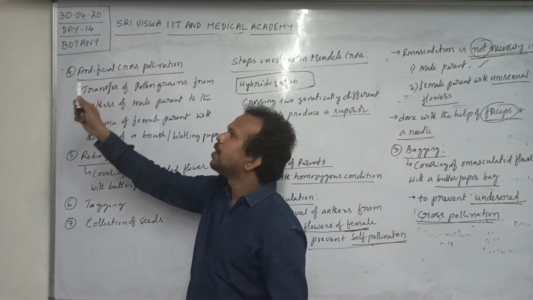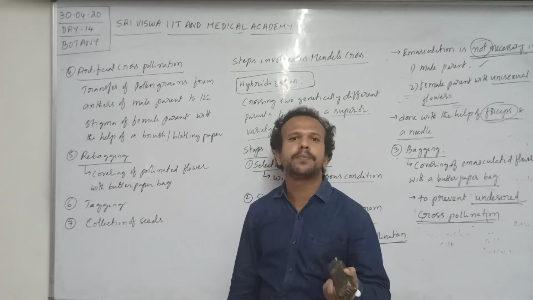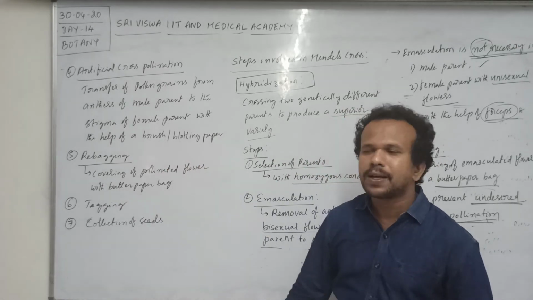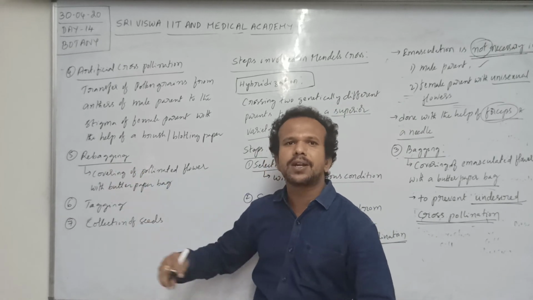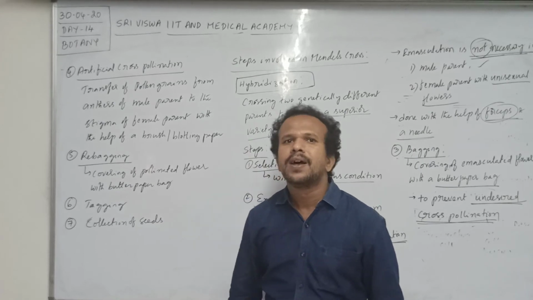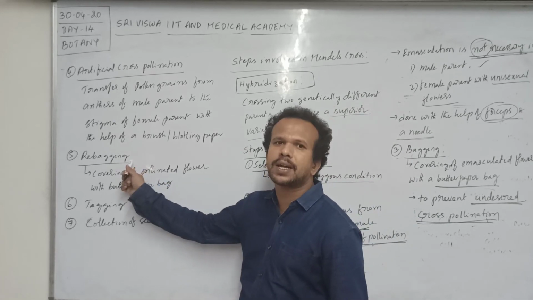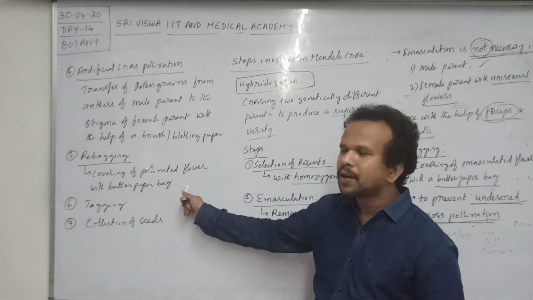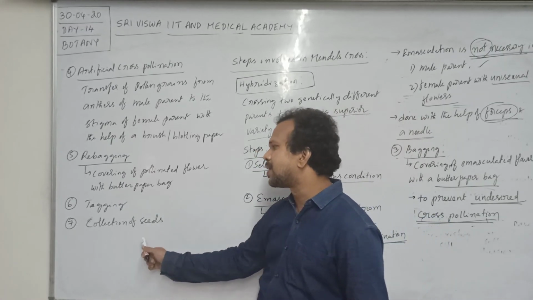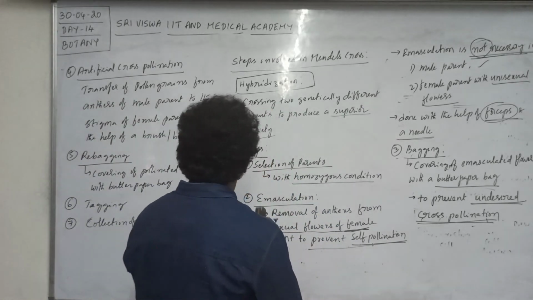Then artificial cross-pollination, simply dusting, a transfer of pollen grains from male parent to female parent, done by using a brush or blotting paper. Then rebagging: after artificial cross-pollination, the same flower is covered again with a butter paper bag. That step also prevents undesired cross-pollination. After rebagging, the next one is tagging or labeling. Then the final one, collection of the seeds. These are the important steps involved in hybridization experiments.